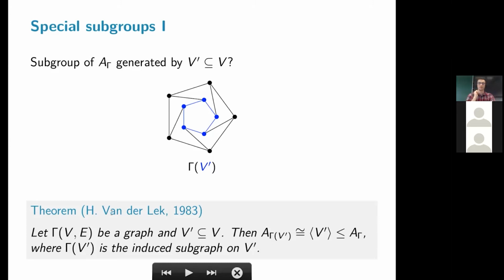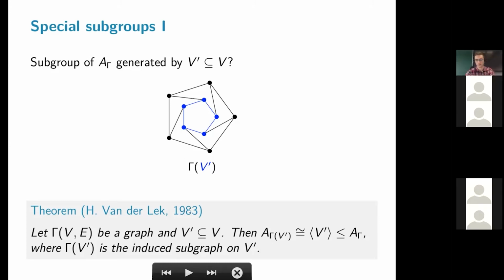Now, I've written here Van der Lek as the one who proved this, but he didn't prove it only for right-angled Artin groups. This is a result that also holds in general for Artin groups. As I defined in the beginning, if you take this more general construction with labeled graphs, the same result holds. If you take a subset of vertices and generate a subgroup, it will yield an Artin group with the defining graph as you would expect.